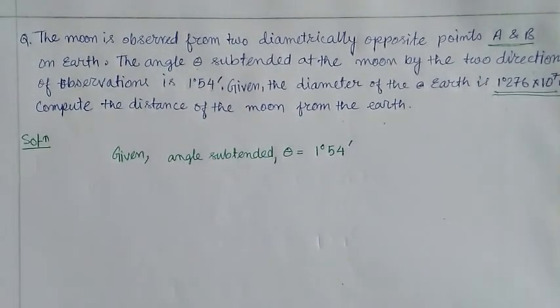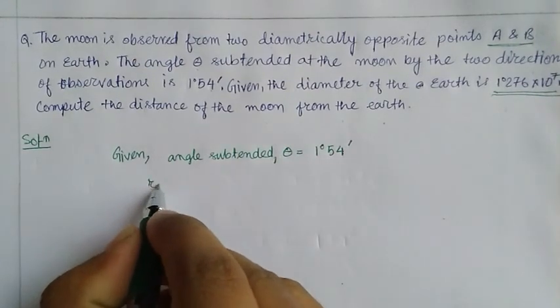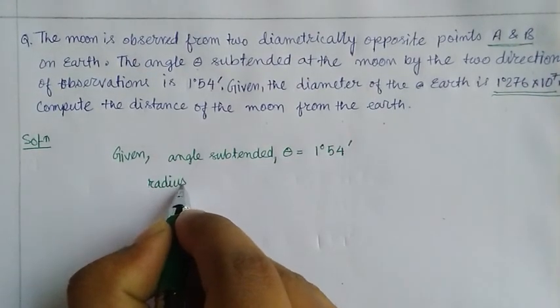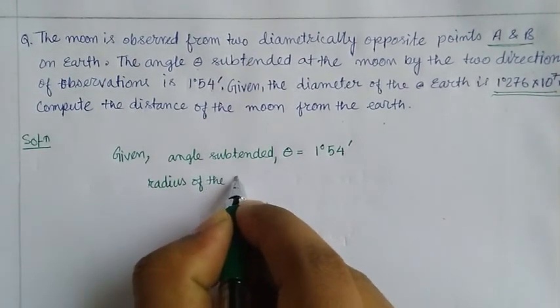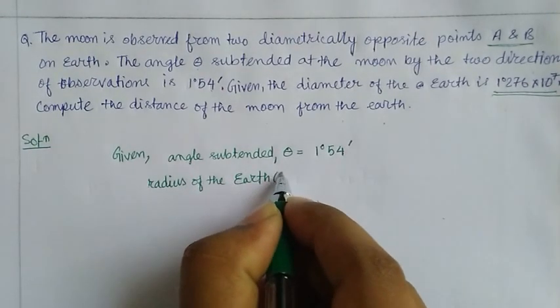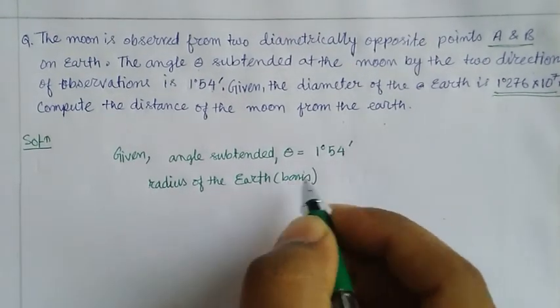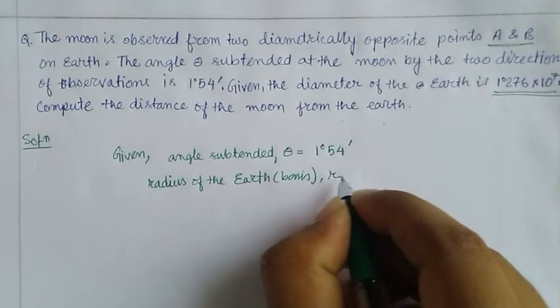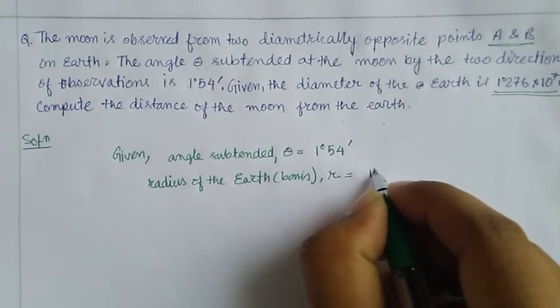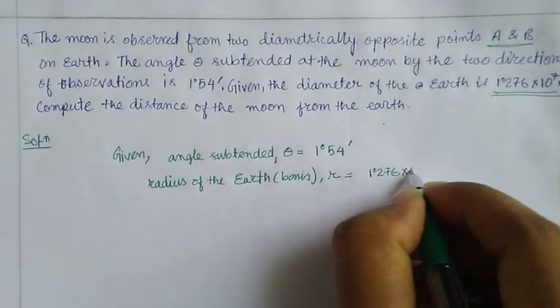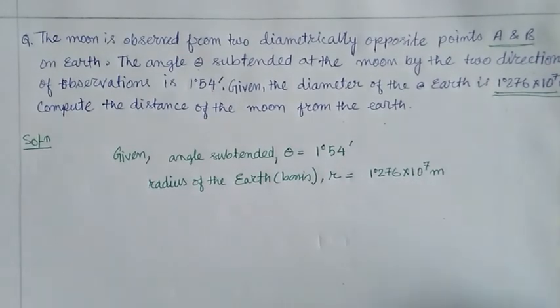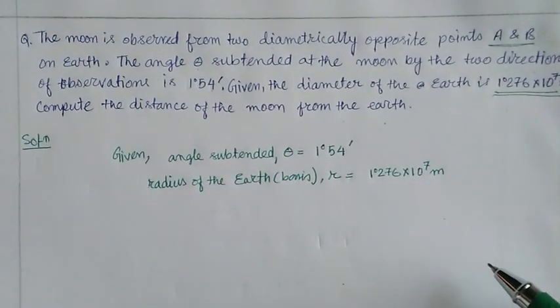the distance between the 2 points from which the angle is measured, which is also called the basis from the definition of parallax. We can write this as radius of the Earth or basis, let's take it r, equal to 1.276 into 10 to the power 7 meter. Now these are the two given pieces of information here.